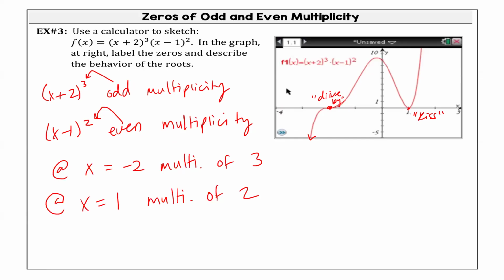Your power has to be positive. Otherwise, it's not a polynomial. It's a rational.